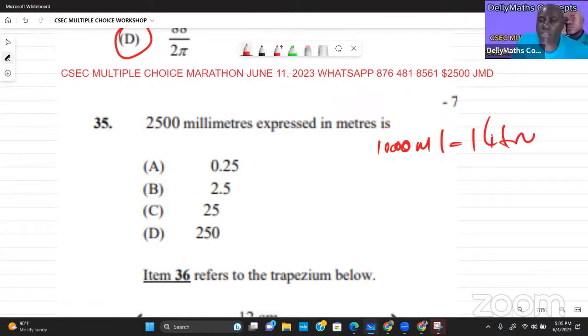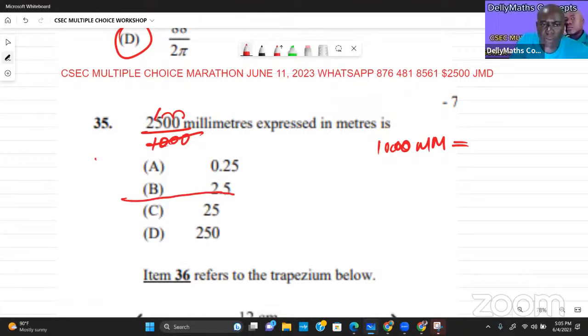So all you're going to do is divide by 1,000. So that 2,005, you're going to divide this by 1,000. All right, and you're going to get 2.5. So 1,000 millimeters gives you 1 liter. Because of that, you're able to do that.